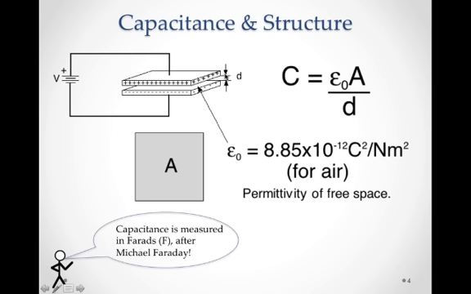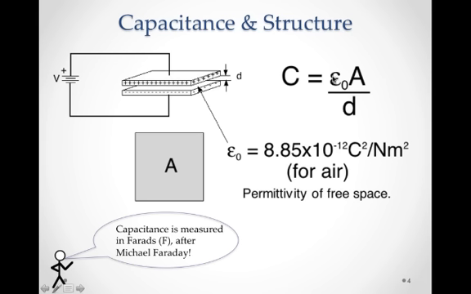And then it should also make sense that the farther apart they are, the less the electric field strength, and therefore the less the capacitance. So the farther apart they are, the less the capacitance. Or the other way to say it is the closer they are together, the more the capacitance. So surface area and the distance between the plates are the two main players that create capacitance.